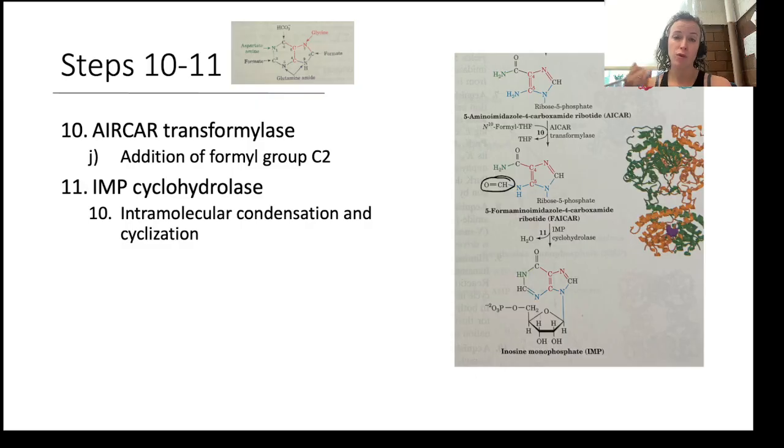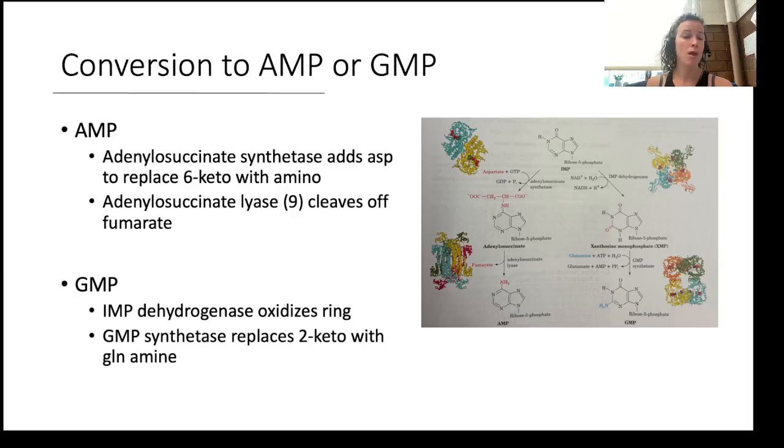Last step before we get to the primary intermediate, IMP, inosine monophosphate. Here we have IMP cyclohydrolase, right? We know that these purines have this 2-ring structure. We closed the first ring, time to close the second ring with again an intramolecular condensation and cyclization. And we have this nice two-ring structure here at the end. So this is the first 11 steps, but we're not done because we actually have to get to the nucleotides, AMP and GMP. So just 2 more steps either way, folks.